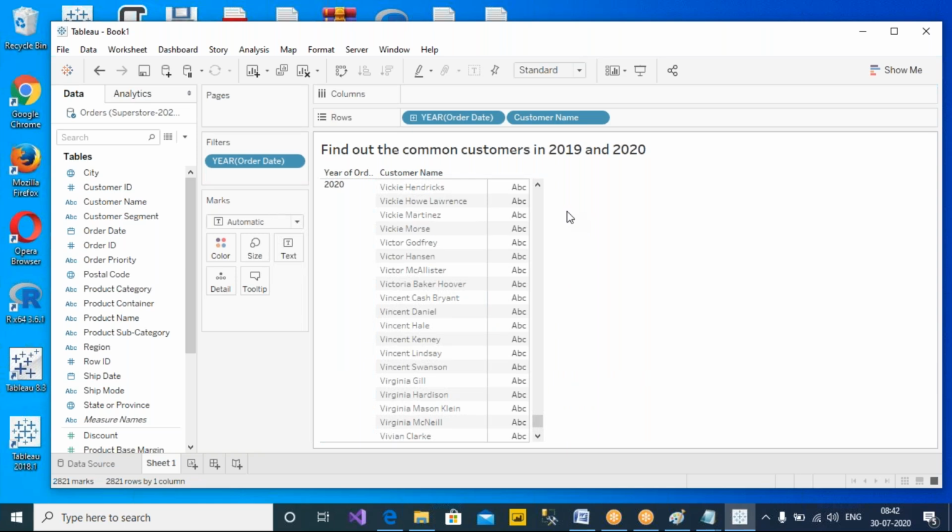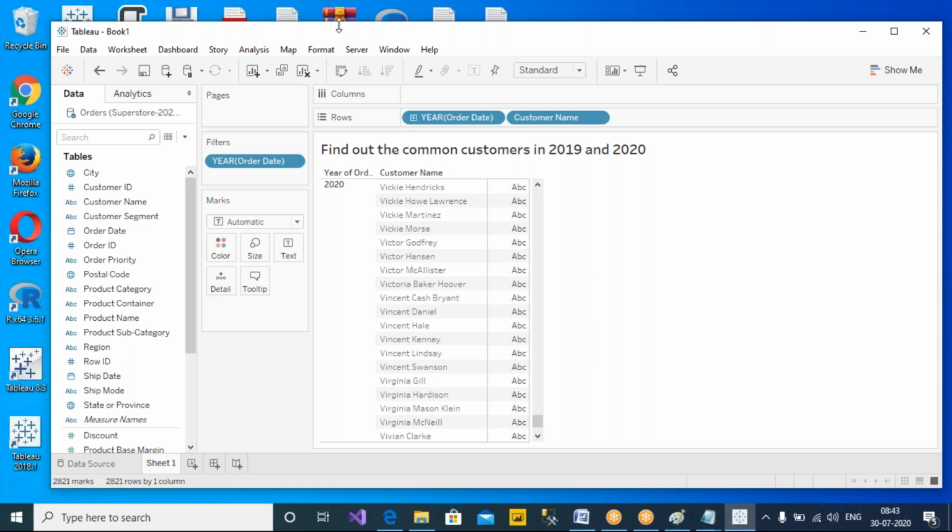So now my question here is, how many customers are there in 2019 and in 2020? That means find out the common customers in two different years. All right, so how do we find that out? And how much sales have they provided me? Am I getting the sales with the existing customers, or am I getting sales with the new customers? So how much percentage of the sales? I want to find out that information.